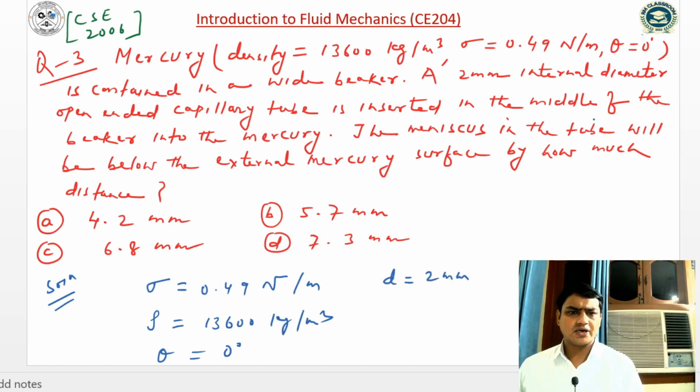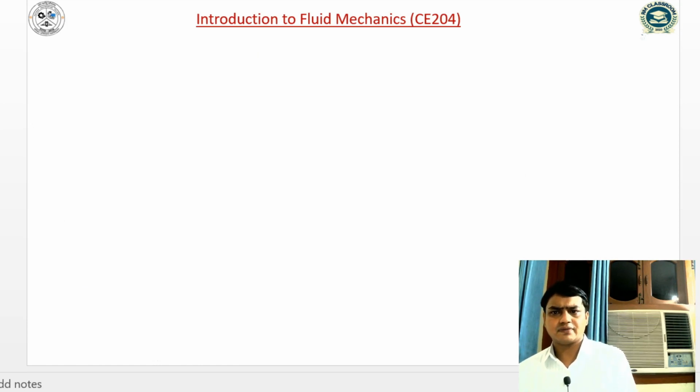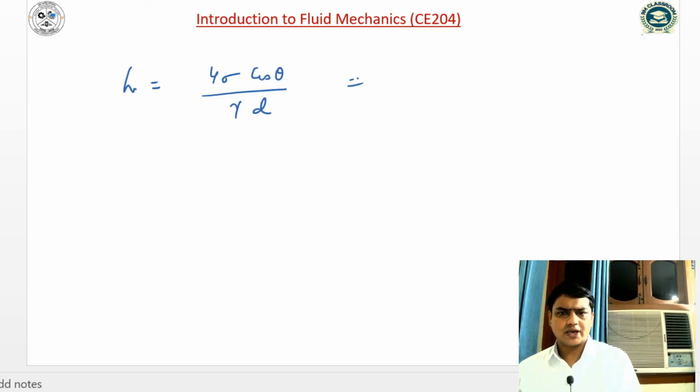Open-ended capillary tube is inserted in the middle of the beaker into the mercury, and the meniscus in the tube will be below the external mercury surface by how much distance? So once again we have to find the value of H. H is equal to 4 sigma cos theta divided by gamma into D. Here theta is 0, so we can write 4 sigma divided by gamma into D. So H is equal to 4 into sigma. The value of sigma is 0.49. So 0.49 divided by specific weight, which can be written as rho into G.